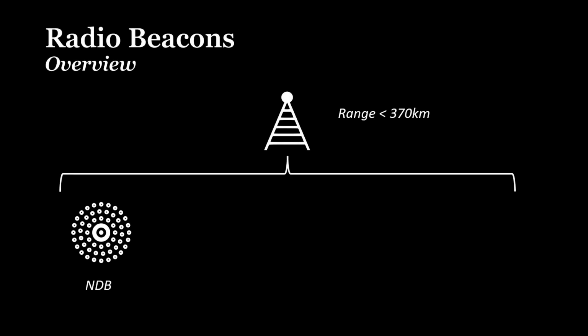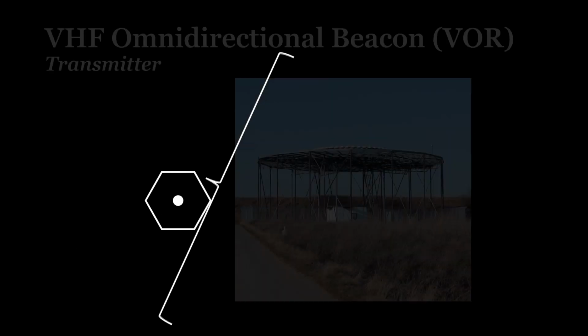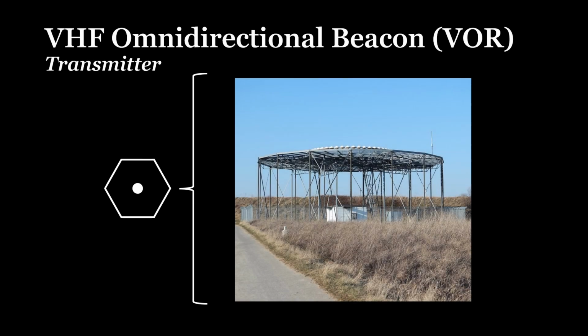In contrast to the non-directional NDB stations are the directional VOR stations. With VOR stations, bearings can be estimated with higher accuracy and lower vulnerability to atmospheric effects. VOR stands for Very High Frequency Omnidirectional Range. Until the beginning of the 21st century, VOR stations were the standard air navigational system.